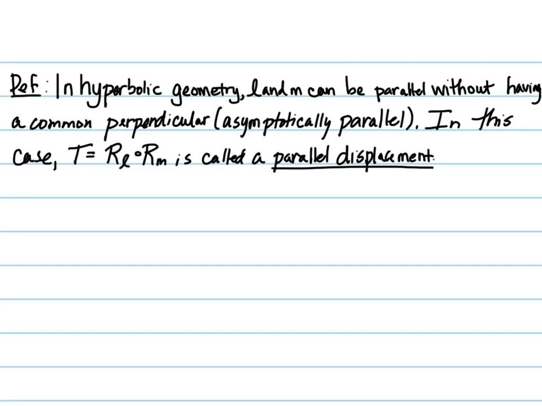Good. All right, so we're going to talk a little bit more about parallel displacement today, and one more transformation called a glide. To start with, just to remind you where we were last time in hyperbolic geometry, L and M can be parallel without having a common perpendicular. That's called asymptotically parallel. In this case, that transformation would be a composition of reflections called a parallel displacement.